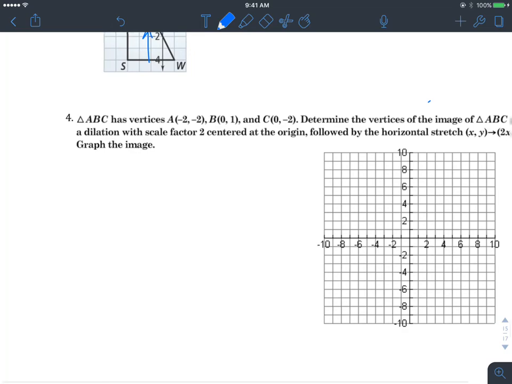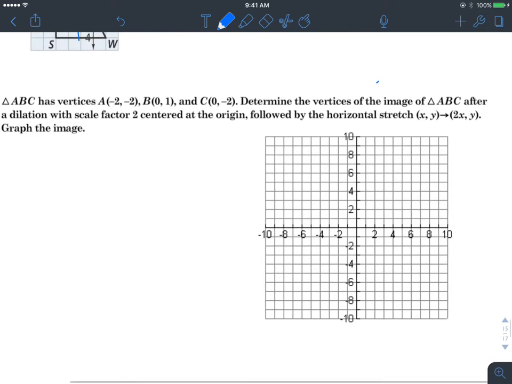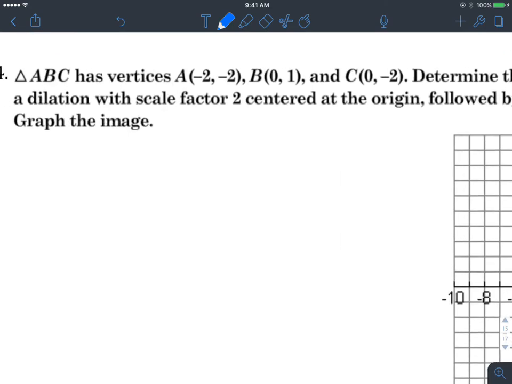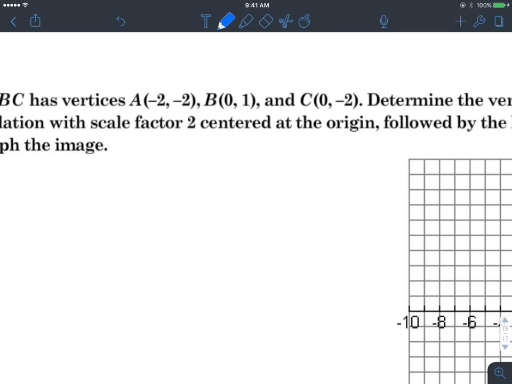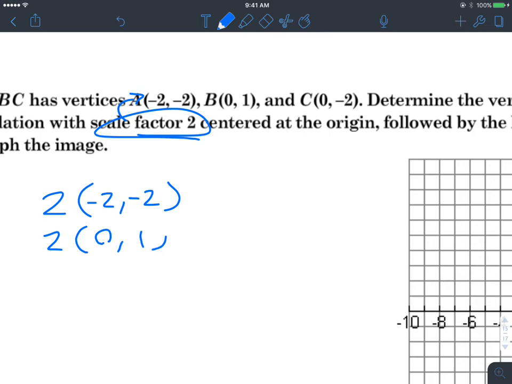Okay, let's see what's going on here with this one. ABC has these vertices, and then after a dilation with a scale factor 2 centered at the origin, followed by a horizontal stretch of 2x and then y. So I guess we're going to dilate and then we're going to stretch horizontally after that. So you got a couple of different things you're going to do. So let's do the scale factor of 2, the dilation, which means you take everything and you multiply it by 2. So I'm going to take each of these ordered pairs and multiply by 2.